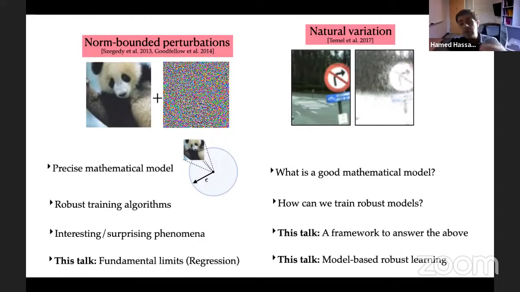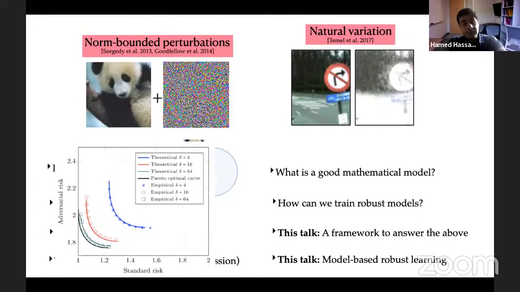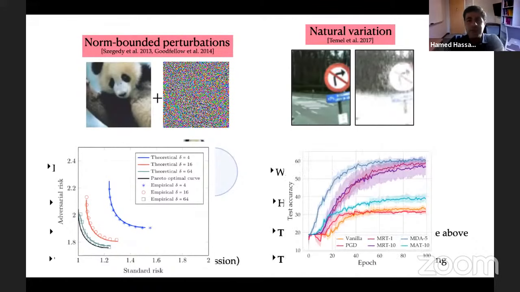So the second part of the talk will be about a framework to answer the above challenges, which we call model-based robust learning. Basically, we'll try to answer these questions for natural variation. The first part will have analytical curves, theorems, and so on. The second part will be mostly fancy plots and images and so on. All right.